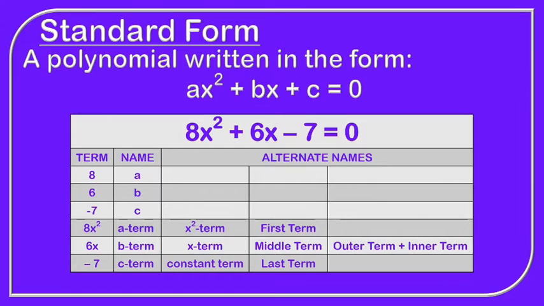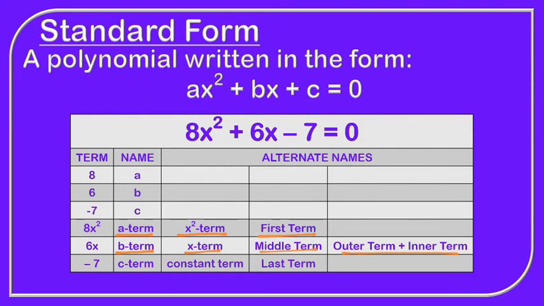If we talk about each monomial separately, we can have 8x squared, and sometimes we call that the A term. Sometimes we call that the x squared term, and sometimes we just call that the first term. Another term that we might look at is the 6x. That monomial is called the B term because 6 is the B. It's also called the X term because that's the term that has just an X, no X squared. Sometimes we call it the middle term. And when we're dealing with foiling, sometimes we call it the outer term plus the inner term.